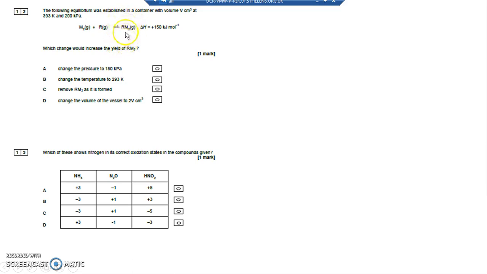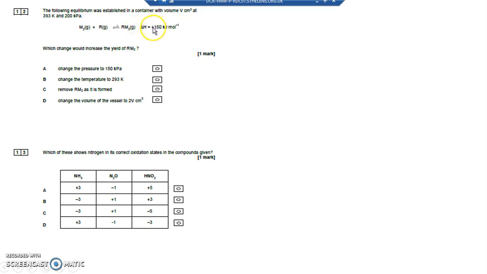You could remove some RM2 as it was formed. By Le Chatelier's principle, it would try and make some more RM2 because it would oppose the change. If you're removing the RM2, lowering its concentration, then by Le Chatelier's principle it would try and oppose that and make more of it. Let's have a look.